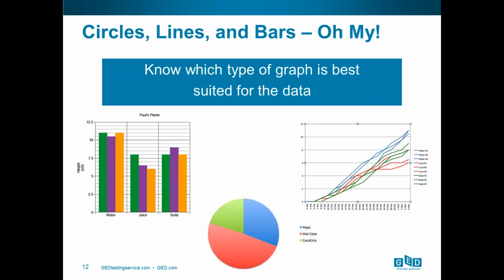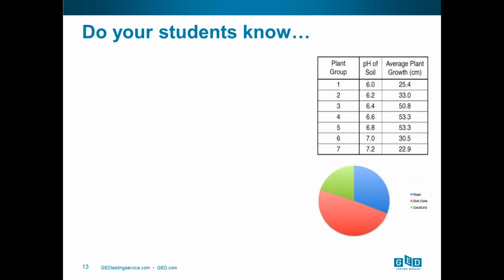But how do I know which type of graph is going to be best suited for that specific type of data? I think that's the question that, as instructors, we have to ask our students. We have to have them determine, based on having that table, how they would go about displaying that information. Do they know that, moving from a table, maybe we're going to do a bar graph, or maybe we're going to do that circle graph? Those are the types of things that we have to be able to look at.